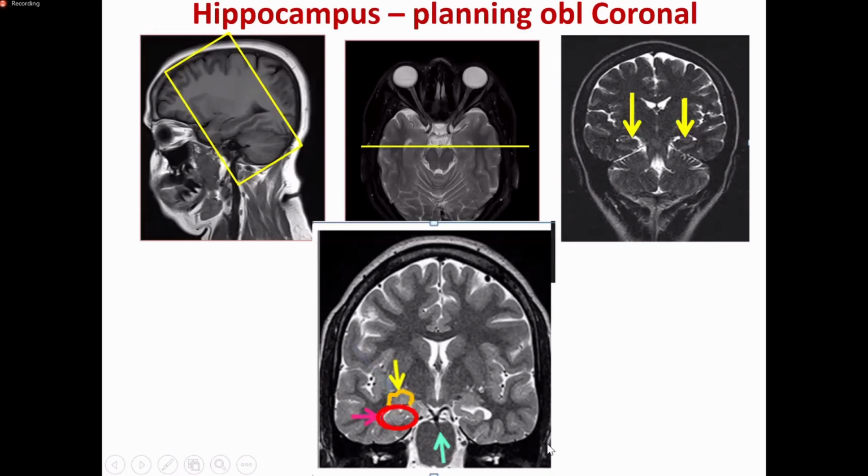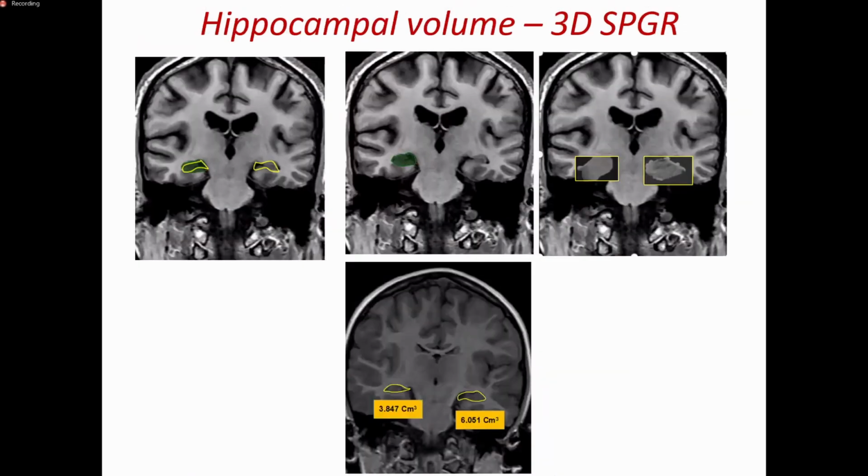And you have certain landmarks like the basilar artery and the interpeduncular system. When you scroll through the images, you will be able to see the hippocampal tail at the level of the superior colliculus, right? So this is one modification when you're doing a brain protocol, particularly hippocampal imaging. What do you do after that? You do a volumetric sequence, that is a T1 weighted 3D gradient sequence in the coronal plane.